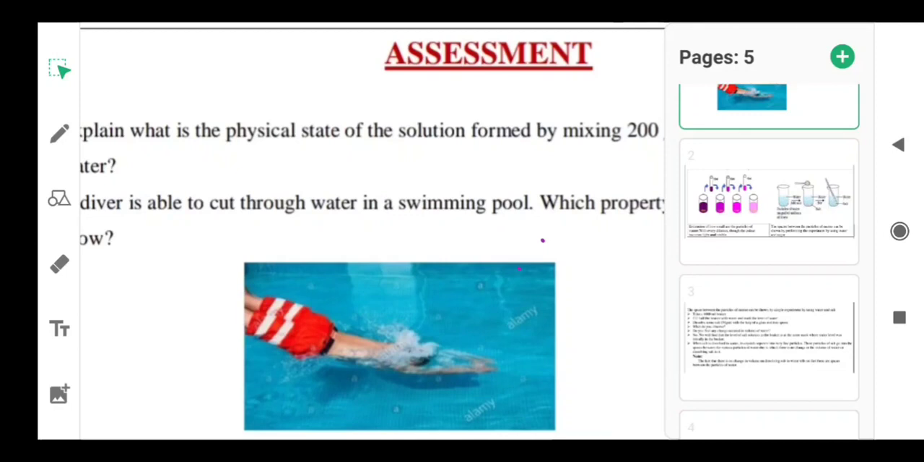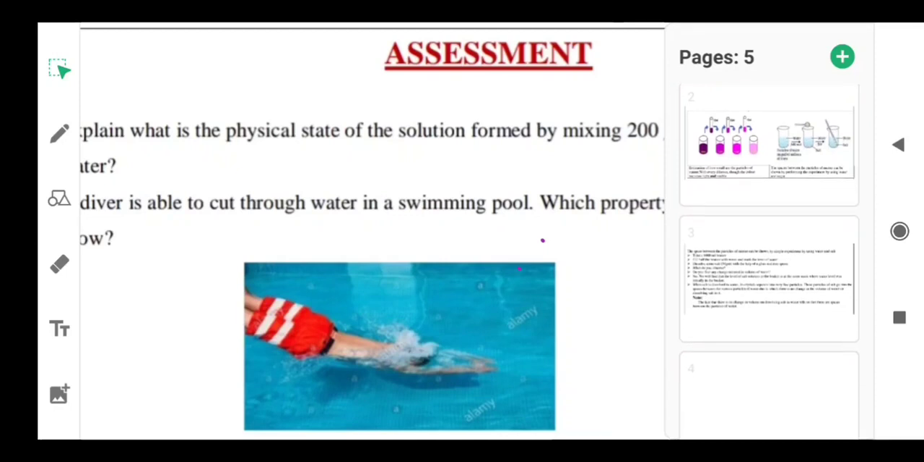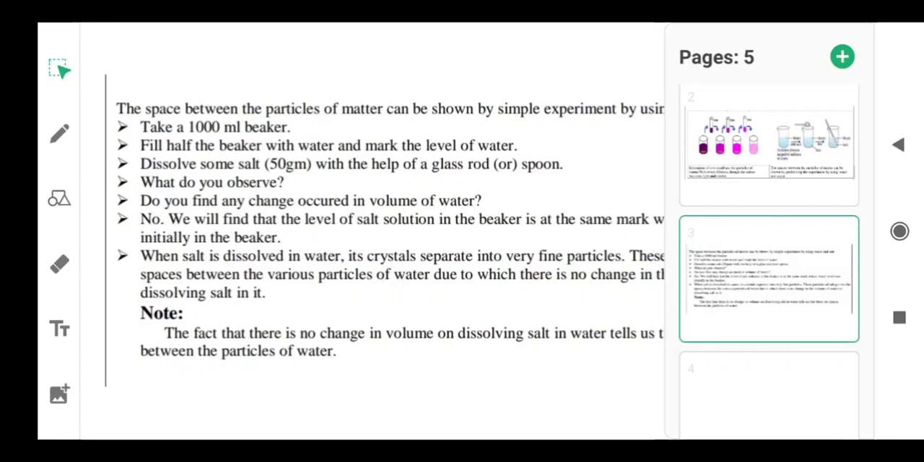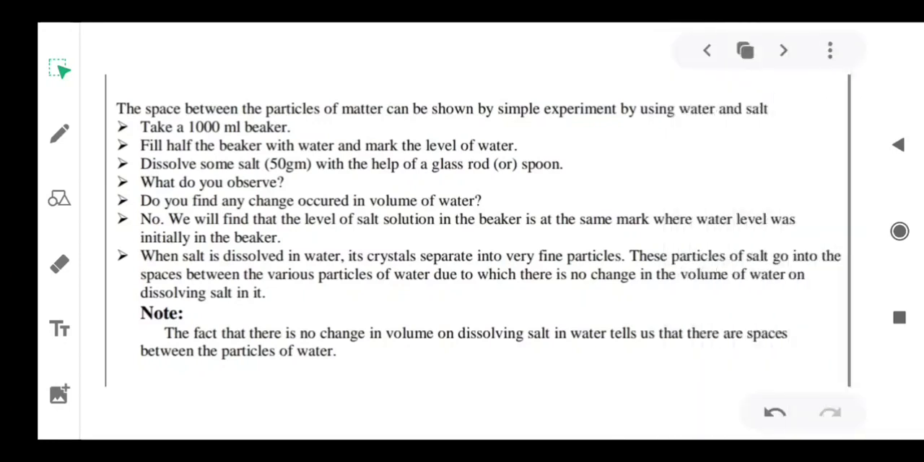First of all, we learn the two properties. So, here is an activity to show those properties. See, in this, the space between the particles of matter can be shown by a simple experiment, that is using water and salt.